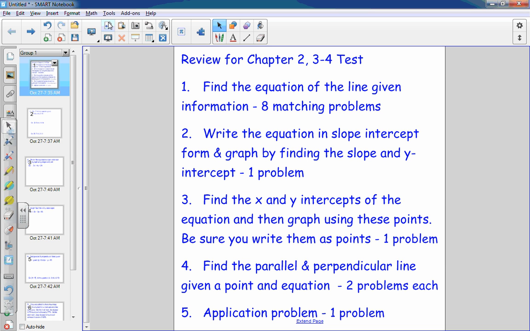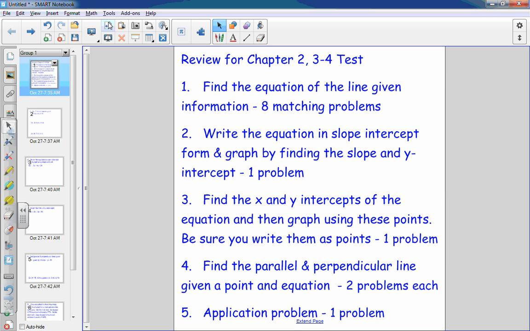Next, number 2, you're going to write the equation in slope-intercept form and graph by finding the slope and the y-intercept. You're going to have one of those problems. What does that mean whenever you do that? It means take the equation that I gave you and solve it for what? For y. Then find the slope, find the y-intercept, plot the y-intercept, use rise over run, and graph another point. Do we understand that? You'll have one of those problems.